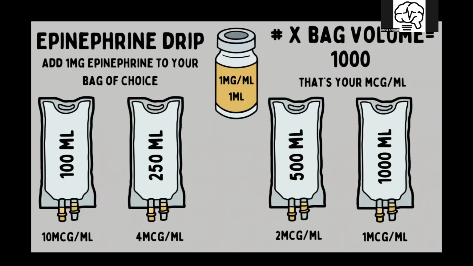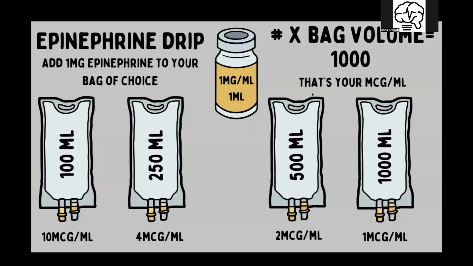So let's take an epinephrine drip, for instance. You add 1 milligram of epinephrine to your bag of choice. Let's say it's a 100 bag. What times 100 is 1,000? 10. So 10 times 1, the 1 milligram you put in, that's a 10 mic per milliliter concentration. It's a pretty strong concentration. You take a 250 milliliter bag. What times 250 is 1,000? 4. 4 times the 1 milligram of epi is 4 mics per milliliter. So every milliliter that goes in, they're getting 4 micrograms of medication.